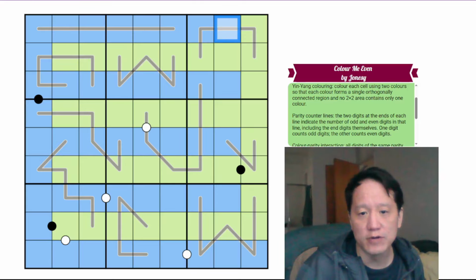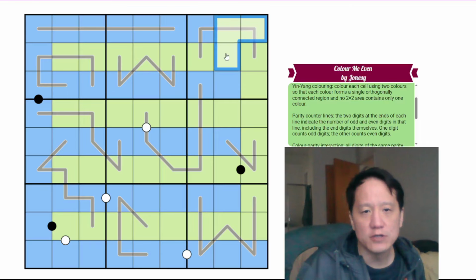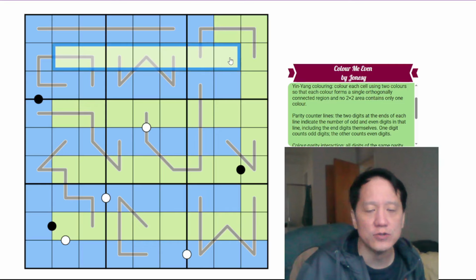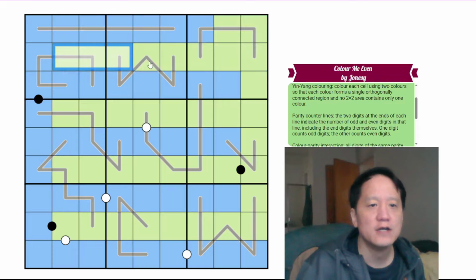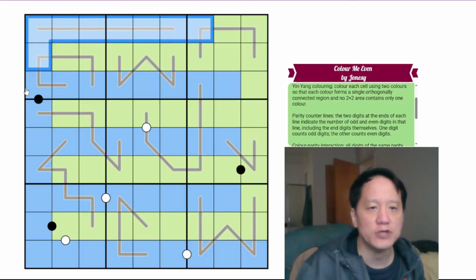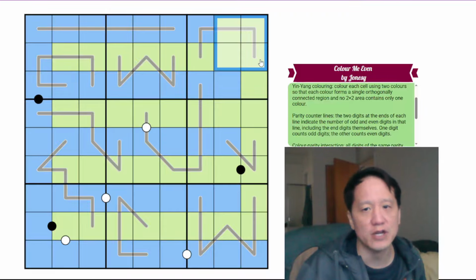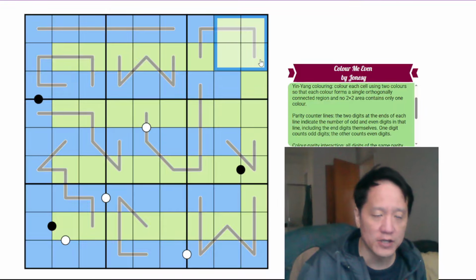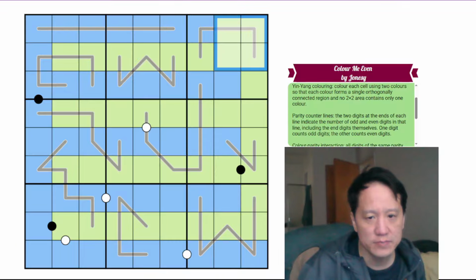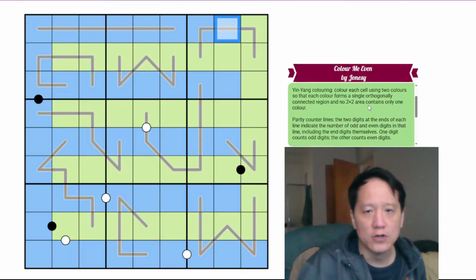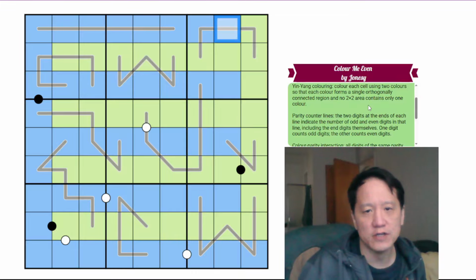Another reason for not being able to work would be if, for example, this was green. So even though you can get to every other cell in the green region or the blue region just by going through edges while staying within the region, this 2x2 area is all green, and that is not allowed in yin-yang shading. So those are examples of how yin-yang coloring works.